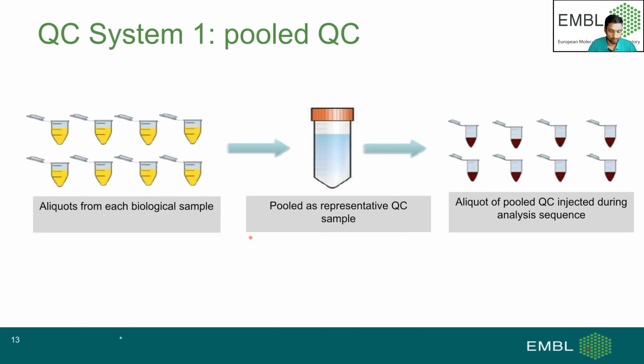The pooled quality control sample, as I mentioned earlier, is prepared just by pooling all samples together and then reallocating it into aliquots. We inject one of these aliquots after each 5 samples so that our data is consistent.